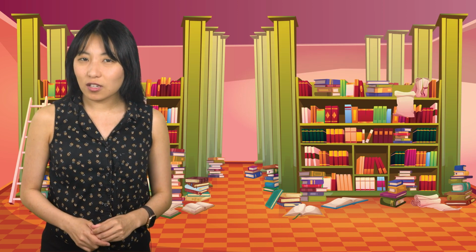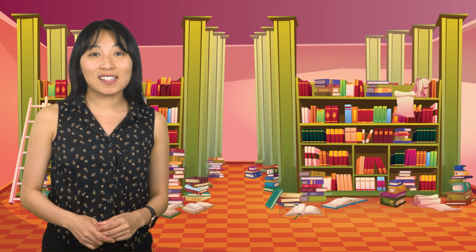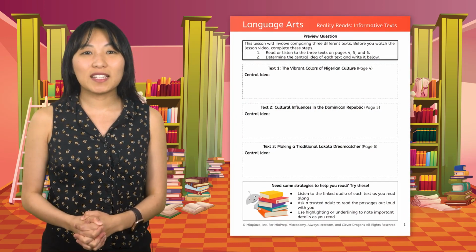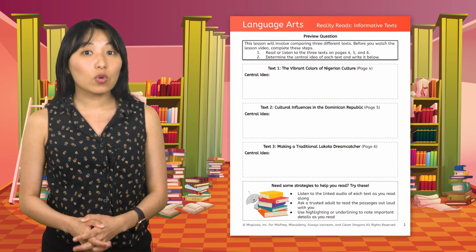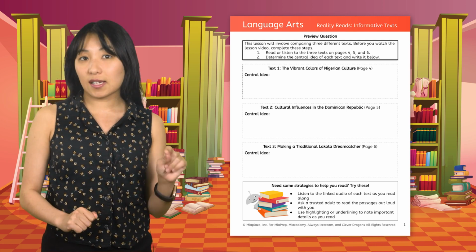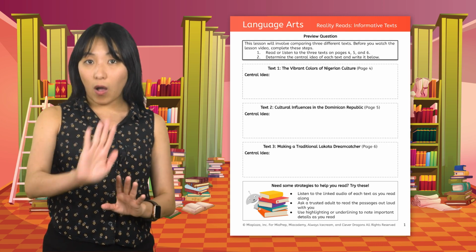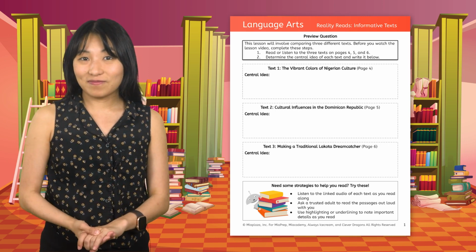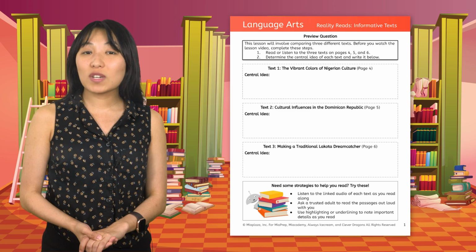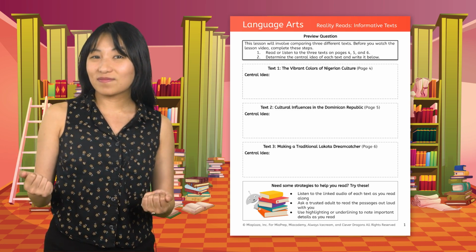I think we should take a closer look at the structure of these texts so we know what we're working with. In the preview activity of your PDF, you were asked to read or listen to 3 informative essays on pages 4, 5, and 6. If you haven't yet, pause to go do that now. Ready? Let's consider what those 3 texts have in common.